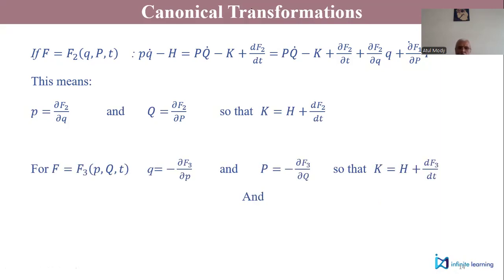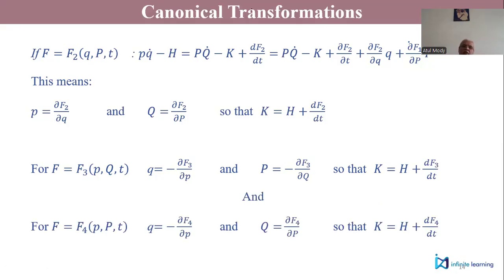And you have similarly two more, where your generating function depends on old momentum and new coordinate, or new momentum and new coordinate, or old momentum and new momentum. And in that case, you will have corresponding equations as you can see on your screen. Okay, you have to go through the same process as what we did in the case of F1 and F2 to realize that these are the equations that you will get here.